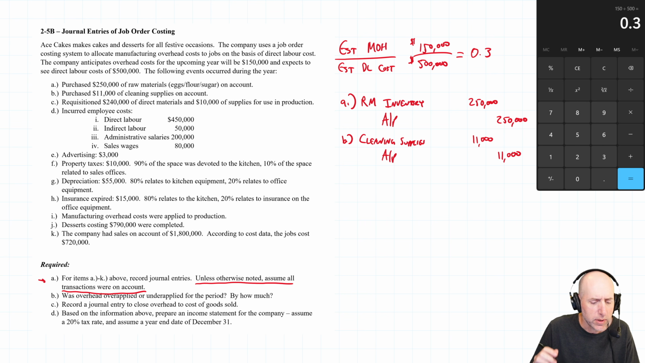Okay, on to C, and this is where things start to get interesting. Requisition $240,000 of direct materials, so eggs, flour, and sugar, and $10,000 of supplies for use in production.